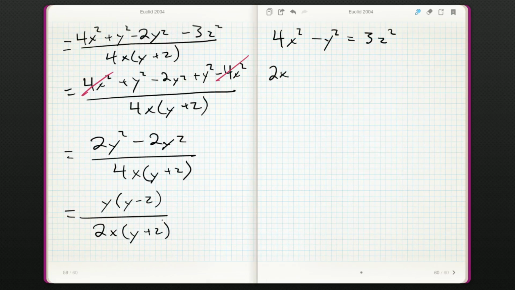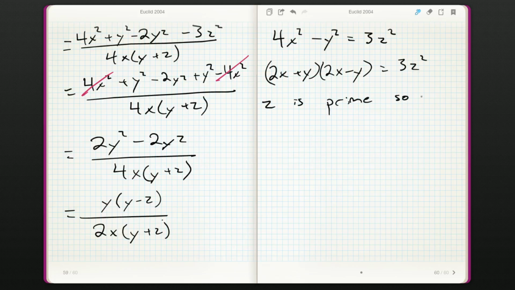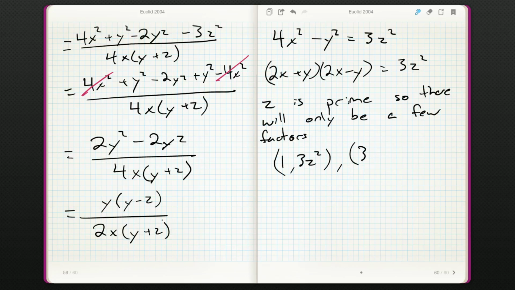And then 2x plus y times 2x minus y is 3z squared. Now, we've never actually had to use this fact yet. Z is prime. So there will only be a few factors. 1 and 3z squared, that's a nice pair. 3 and z squared, that's a good pair. And then the only other one is z and 3z.